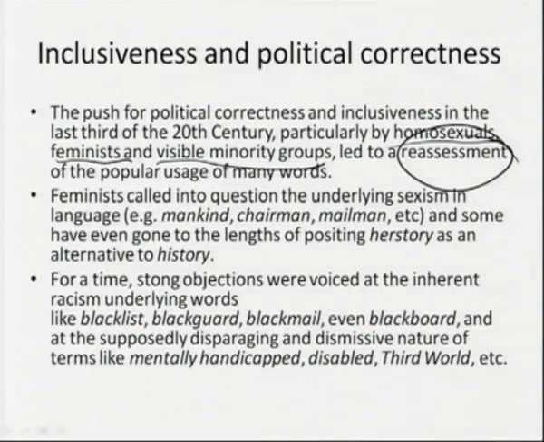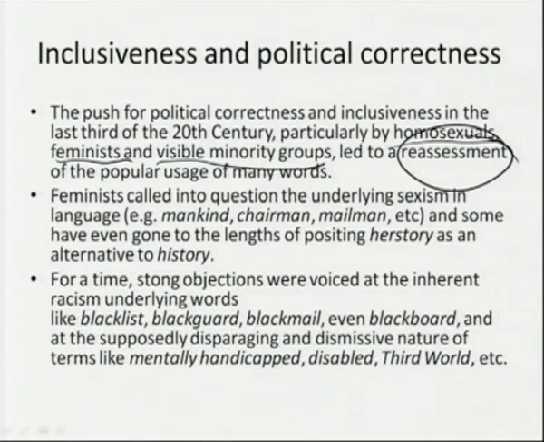So, the text here says that, particularly in cases of homosexuality, in cases of feminism, of women's rights, and of the rights of minorities, there has been, I would say, almost a radical reassessment of the way in which we use words, the popular usage of many words. Next, keep reading. Feminists call into question the underlying sexism in language. Example, words like mankind. Now, we are taught that the word mankind includes both men and women, but feminists would say, no, we can't have a word with only man, because as many feminist linguists have pointed out, mankind at some maybe psychological or cognitive level may lead a woman to think, wait, am I included here or not? Do you understand?